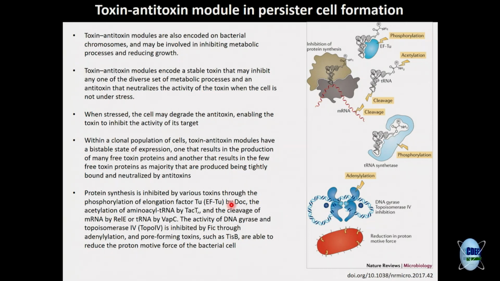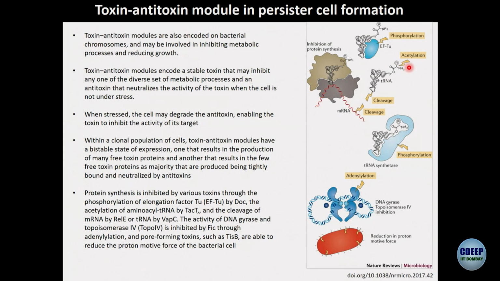I will show you how many toxin-antitoxin systems E. coli has in the next slide, and you will be astonished. So EF-Tu is phosphorylated by this protein called DOC. The moment EF-Tu gets phosphorylated, it cannot attach to the tRNA, which means it cannot bring the tRNA to the ribosome A site. Translation slows down, and translation slowing down means metabolism slows down, because ultimately proteins are the effector molecules.